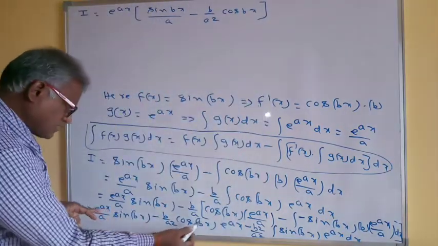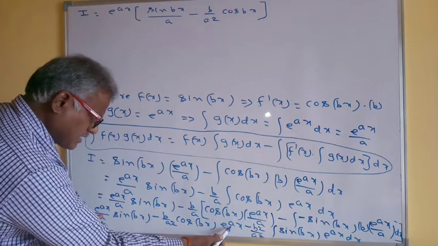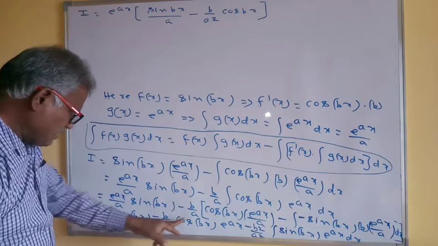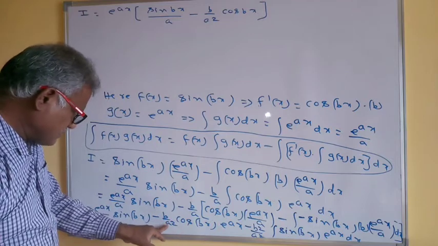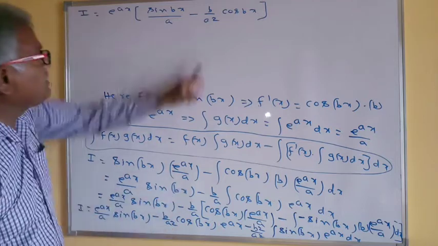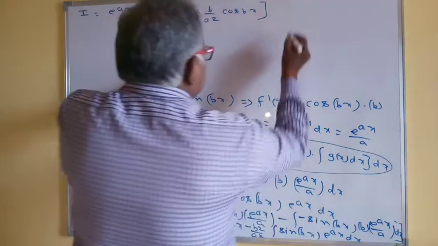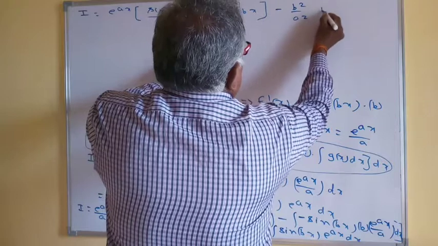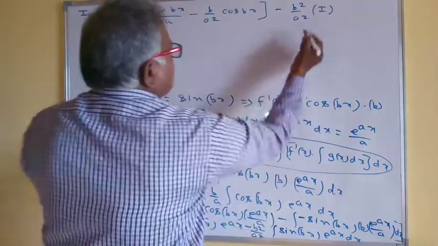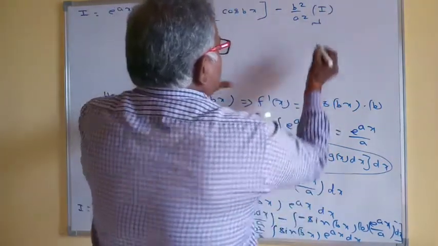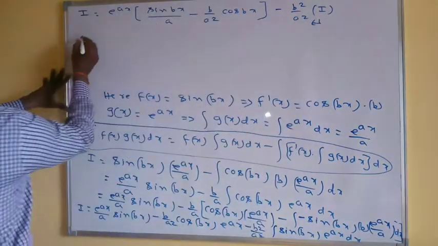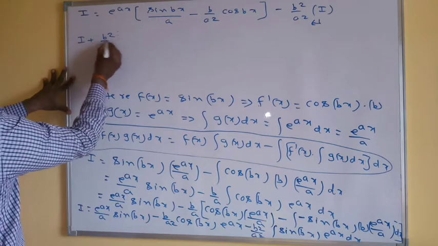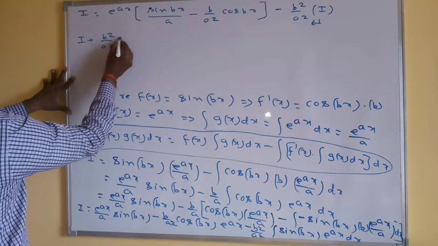Here I have to take the common factor as e power ax. So remaining sin bx by a minus b into cos bx by a square. So this is nothing but minus b square by a square into I. Okay, so transpose to the right side. We have to obtain I plus b square by a square into I.